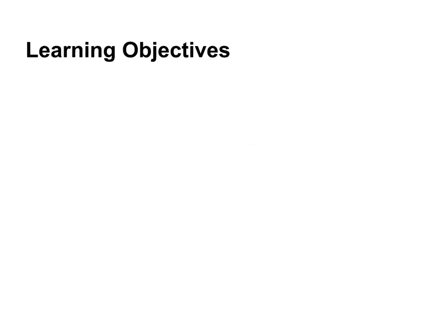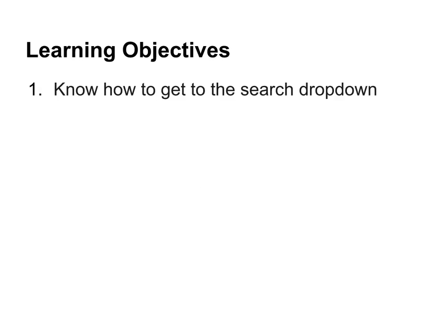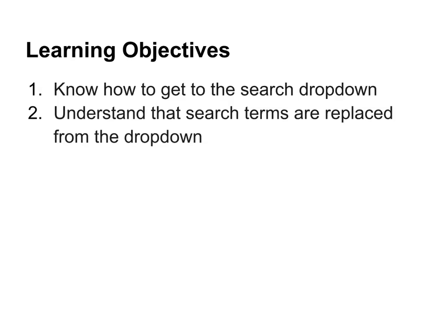This week is going to be on organizing your email, and the key word is don't scroll, search. Our email is powered by Google, which is famous for search, so let's learn how to use it a little bit. Our objectives for the week are, one, that you know how to get to the search dropdown on the web version of Gmail, and that you understand that search terms are going to be replaced from that dropdown. So when you enter words in, it's going to go into the search bar.